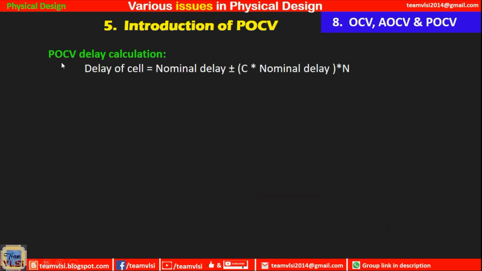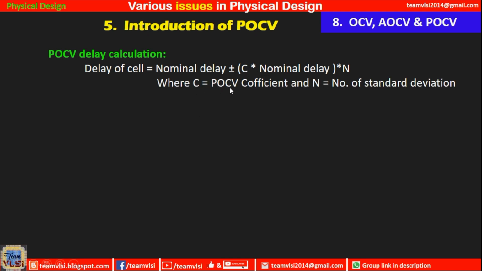So, POCV delay calculation. The delay of a cell will be nominal delay plus or minus C multiplied by nominal delay into N, where C is the POCV coefficient and N equals the number of standard deviations. Or delay of cell is equal to nominal delay plus or minus variation. This term is completely your variation.